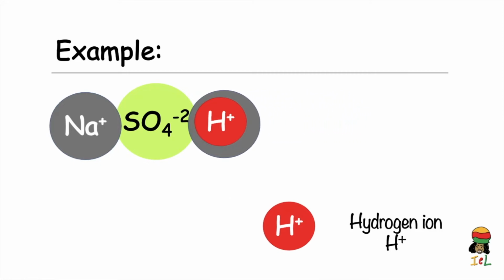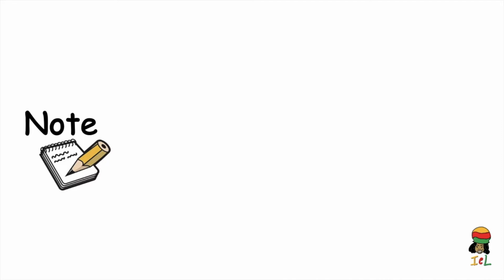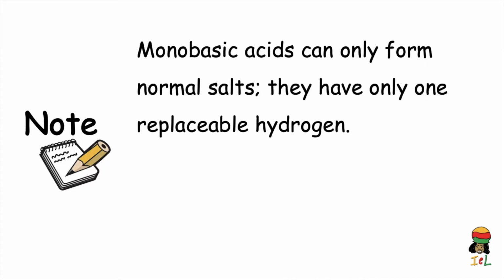However, if both hydrogen ions of the acid are replaced, then we end up with a normal salt because there are no replaceable hydrogens from the acid remaining in that salt. And so the normal salt in this case would be sodium sulfate, and we learned how to name normal salts earlier in the lesson. You may have already deduced that monobasic acids, those are acids with only one replaceable hydrogen, will only form normal salts.